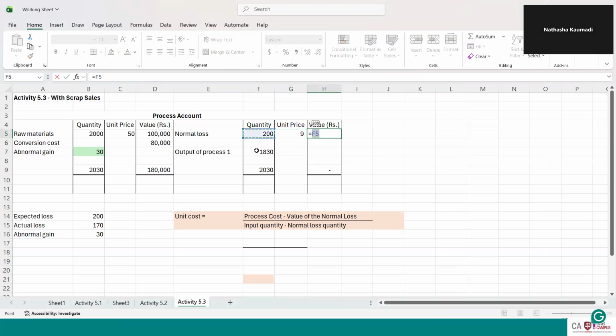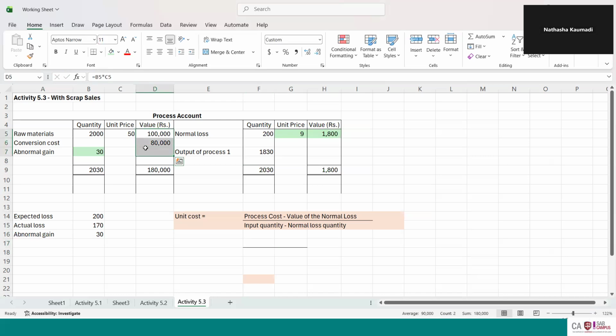And then I'm going to calculate the value of the normal loss, 1800. That is also there. Special points. Now we have recorded the normal loss value as well. Now you can calculate the third step, unit cost. Then we will calculate the process cost first. How much is the process cost?